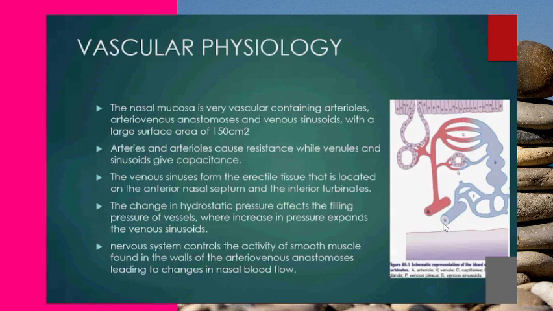So in the coming slides, we will be seeing about the vascular physiology, autonomic physiology, the pattern of the airflow, and the pattern of mucociliary clearance in the nose. So these are the most important things which contribute to the normal physiology of the nose. So as you very well know, the nasal mucosa is very vascular. It contains arterioles, arteriovenous anastomoses, and venous sinusoids.